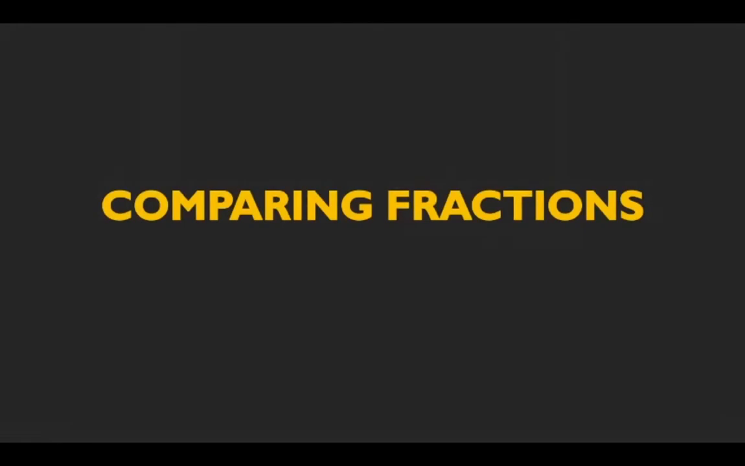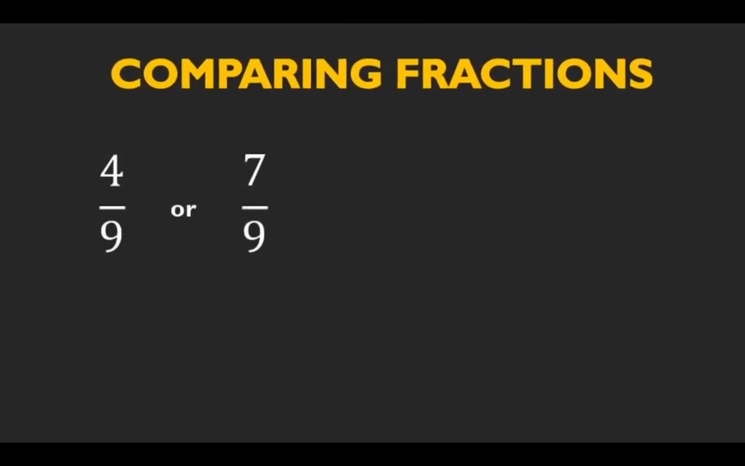Comparing fractions. How do we know which fractions are larger or smaller? If fractions have the same denominators, we compare them by looking at their numerators. The one with the larger numerator is the larger fraction. In this example, 7 over 9 is larger than 4 over 9 since 7 is larger than 4.